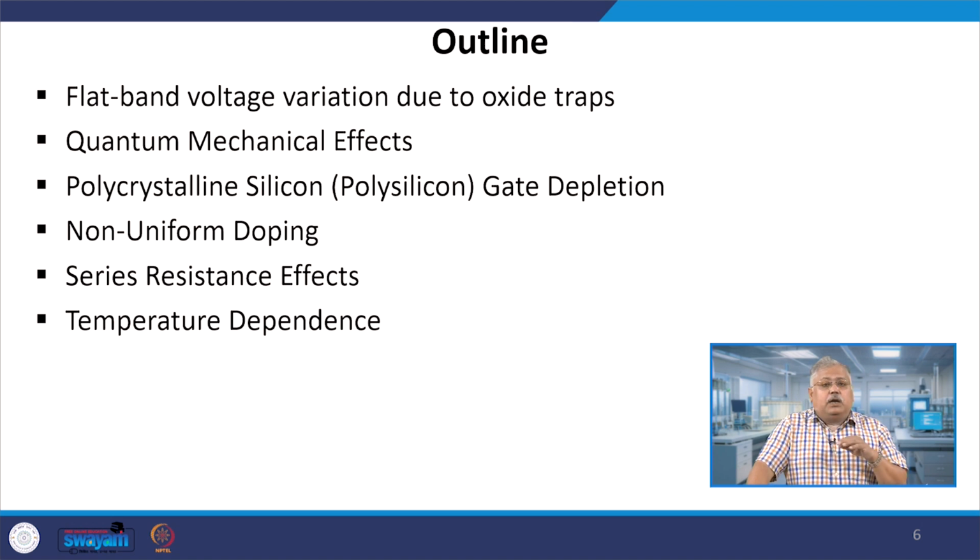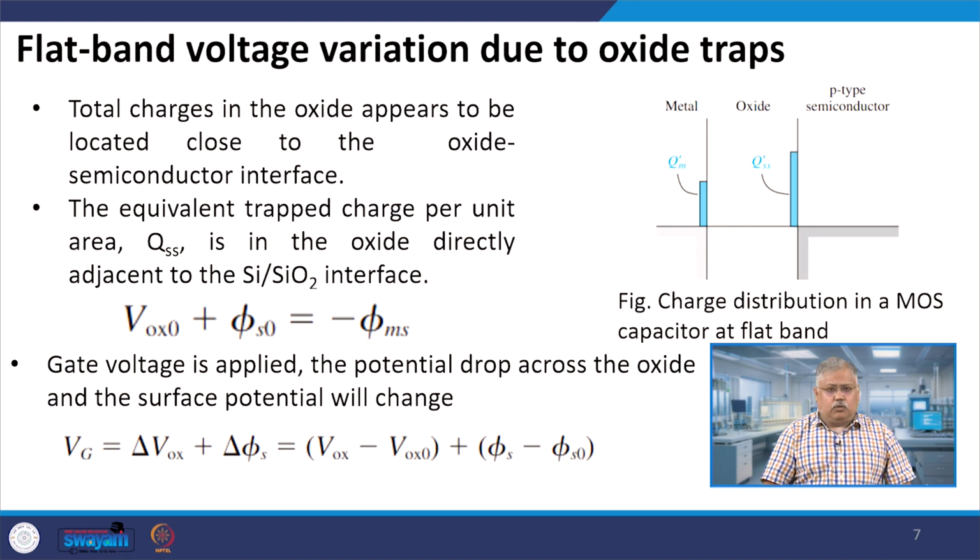Now we will be concentrating for the next half an hour on the capacitance versus voltage characteristics of a device, and we will be looking at the flat band voltage. Basically, on the MOS capacitor, these effects: quantum mechanical effects, polysilicon effects, non-uniform doping effects, series resistance effects, and temperature dependencies. So, we will be studying these in this outline from this course.